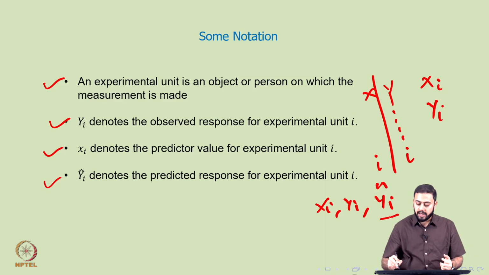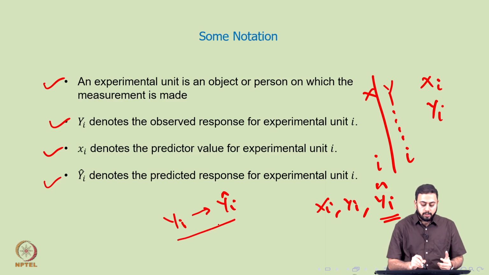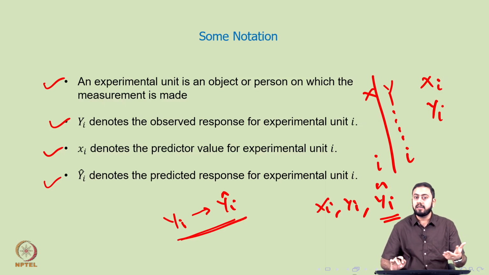So my yi hat values, or this notation, denotes the predicted response for experimental unit i. From all these notations you should sense one simple thing: on one hand we have yi, on the other hand you have yi hat. So yi is the actual response, yi hat is the predicted response. So how much error is the regression model making? This is the crux of capturing the error, or finding the accuracy of the regression model, isn't it?